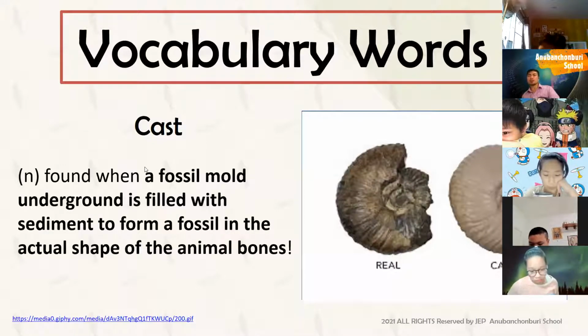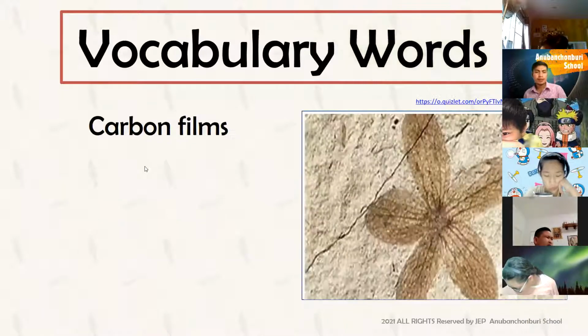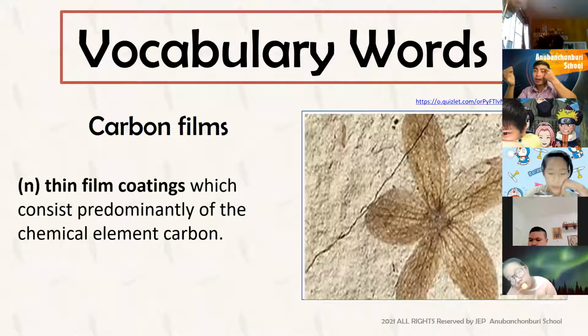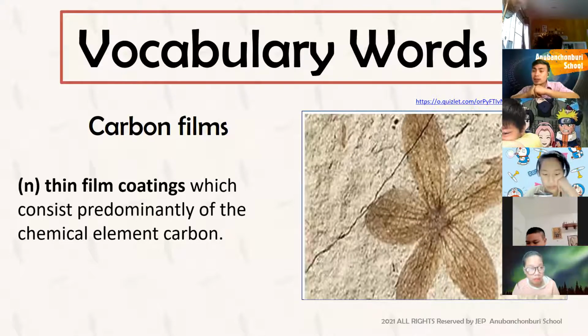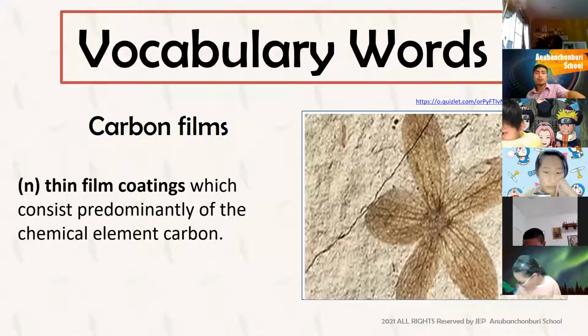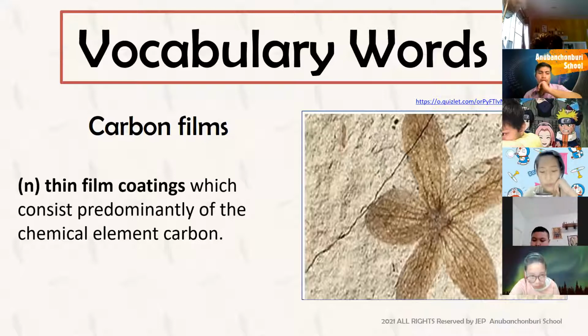Okay, now let's proceed to the next one. The next one here is carbon films. What will the body of a plant or animal release if it dies? It will release carbon. Very good. Now, this carbon can sometimes leave a very thin film coating like this, the one that you can see. What part of the plant is this? Flower. Yeah, it's the flower, right? Which consists predominantly of the chemical element carbon.